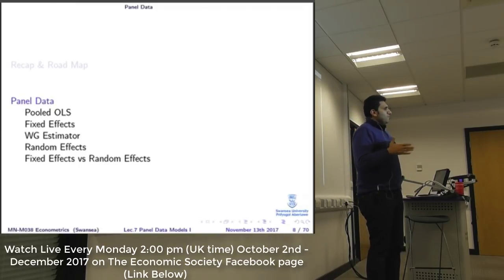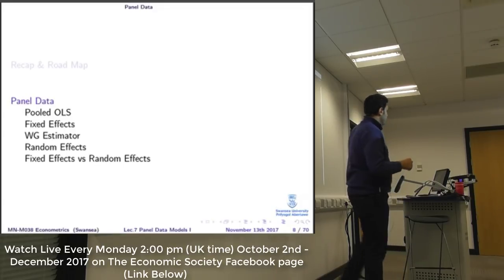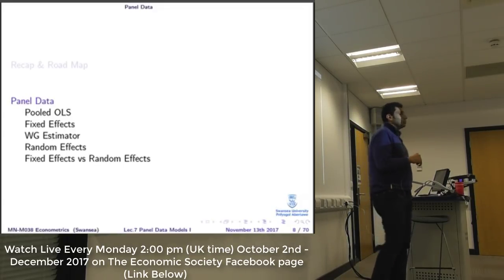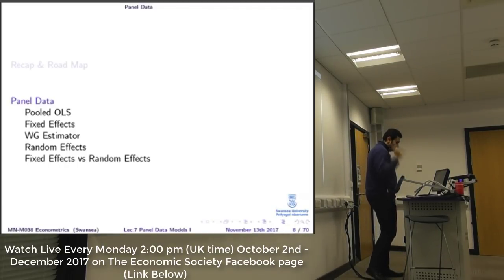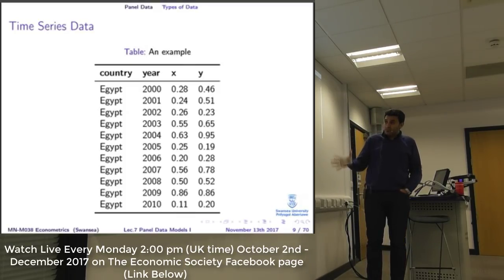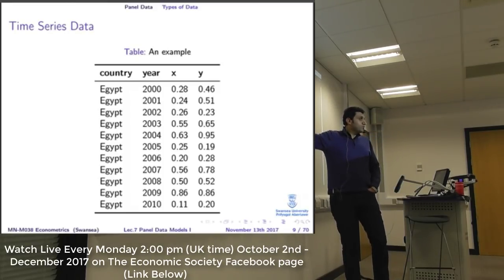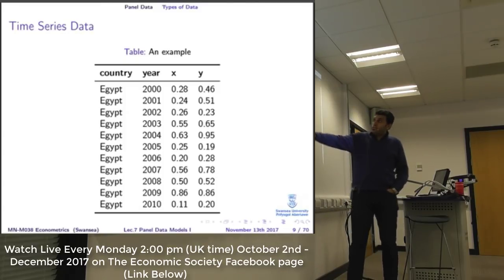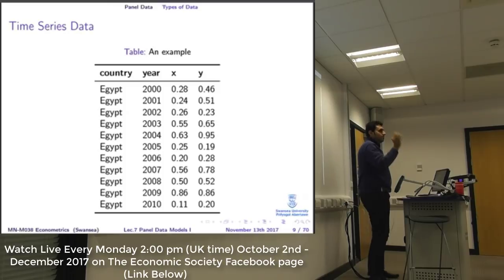So as I said, we gave a few lectures on time series econometrics. Now we are going to move to a different sort of data, and how we treat this data, which is panel data. So basically, this is the sort of data we've been dealing with. This is just an example of time series data, and this is how it looks. We've got data for one unit. The unit here is a country called Egypt, over years. So we've got data for X and Y over time for the same country.